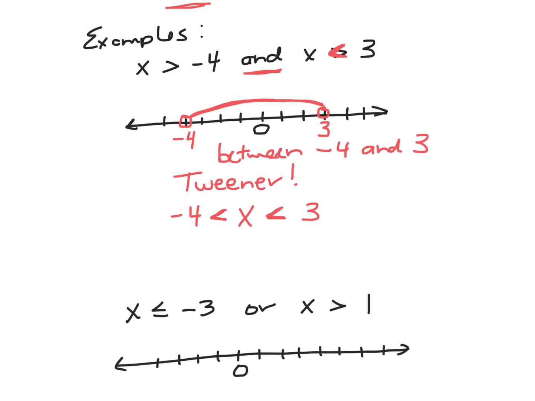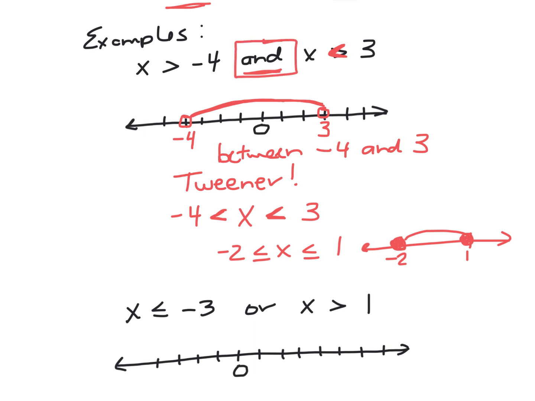So similar to this, if I had something like negative 2 is less than x is less than 1, this would mean that I'm talking about everything between negative 2 and a positive 1, and these would be open dots. If I would have equal signs in here, then we just have closed dots, but it's still between them and it's still a tweener. So an "and" statement, we're going to have a tweener and we're going to write it like this.